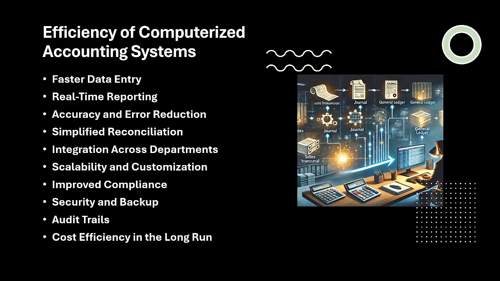8. Security and backup. Data is often encrypted and backed up regularly to prevent loss or theft. Access controls can restrict who can view or edit specific information. Example: only authorized personnel can access sensitive accounts like payroll or taxes, ensuring data confidentiality.